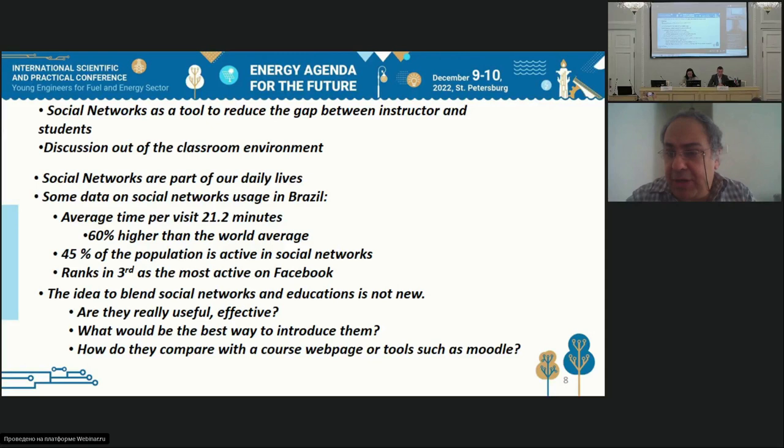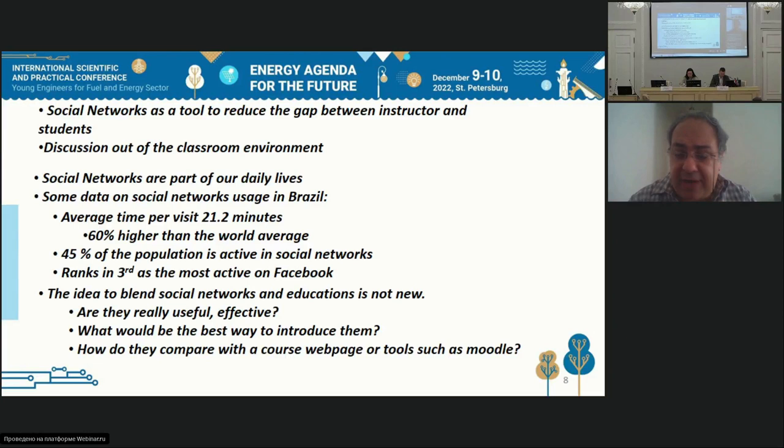We all understand that social networks are part of our daily lives today. You use social networks for dating, and to get information. We interact with many different people through social networks. This is a reality of our life. You cannot hide it anymore. So why not use social networks in the education environment?